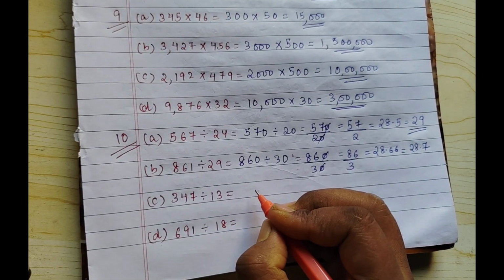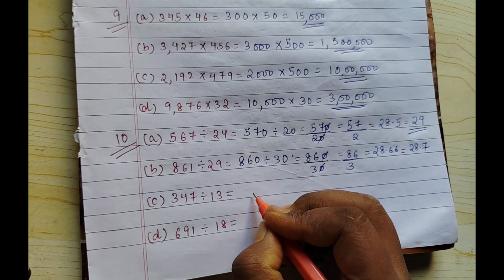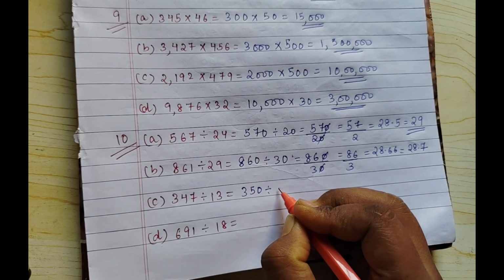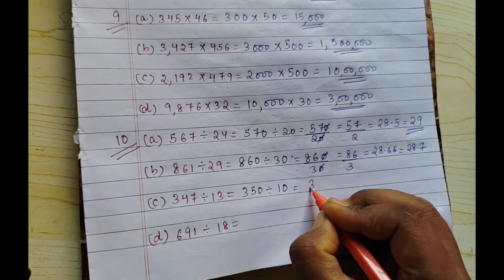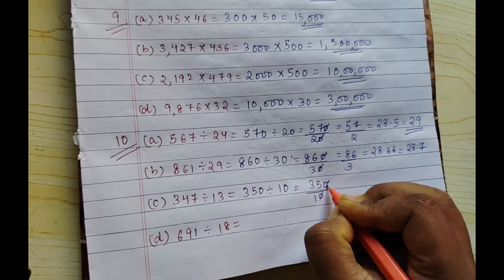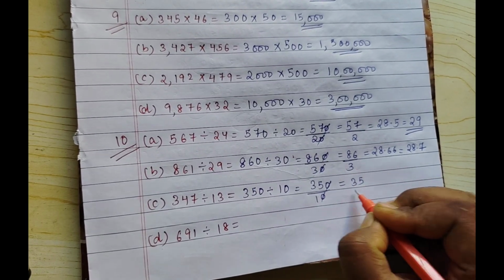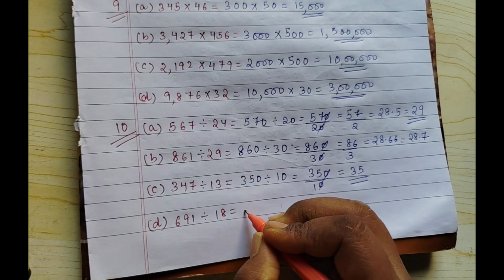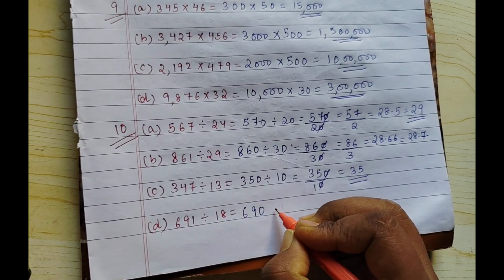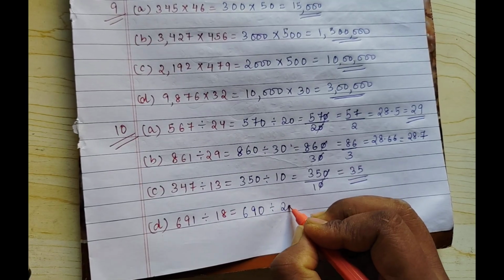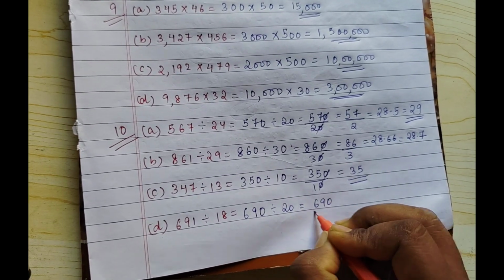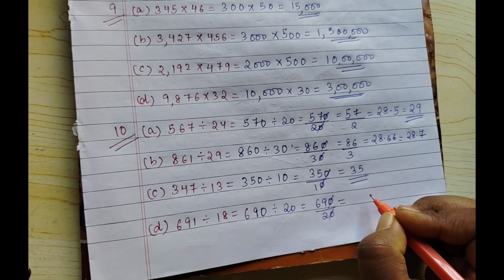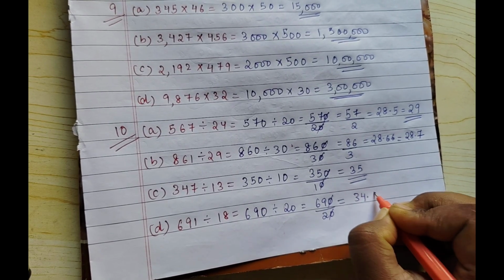Then 347 divided by 13. 347 should be rounded up to 350 and 13 should be rounded down to 10. Then 350 by 10, cut the 0. The answer will be 35. 691 divided by 18. 691 should be rounded down to 690. 18 should be rounded up to 20. Then 690 by 20, the 0 should be cut. Then 69 divided by 2, that is 34.5.